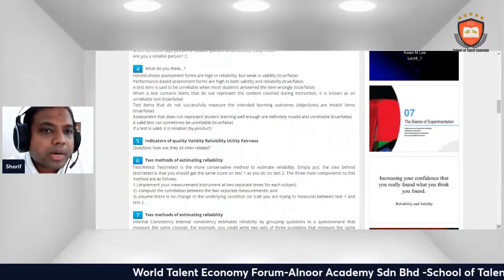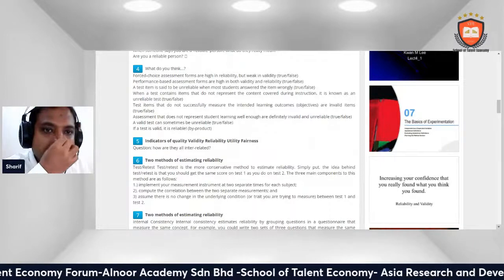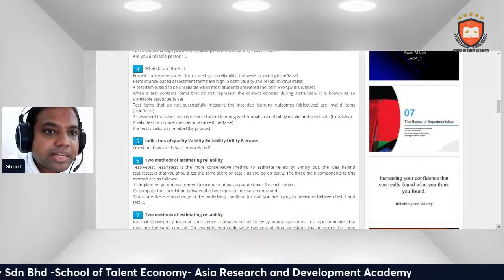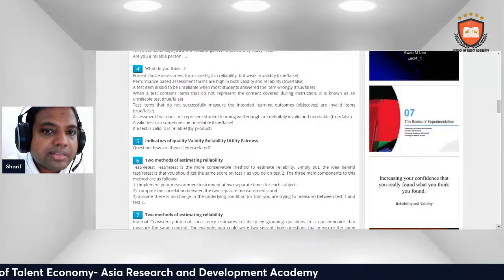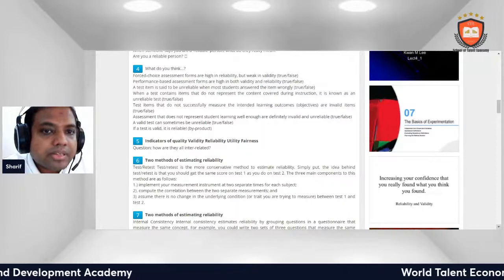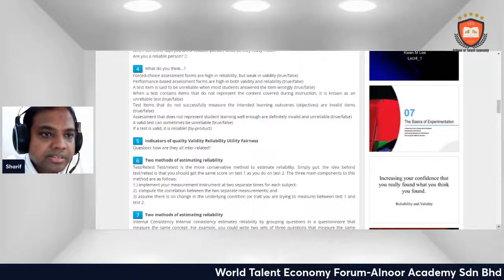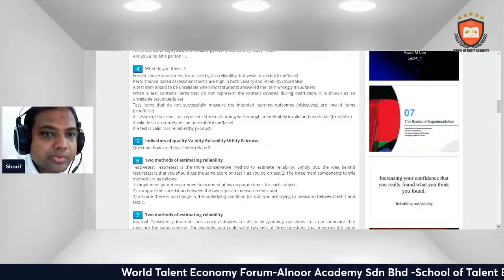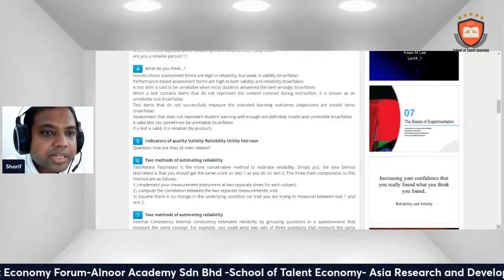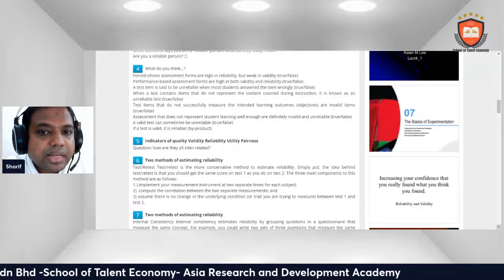Fixed-choice assessments are high in reliability but weak in validity. Performance-based assessments are high in both validity and reliability. A test item is said to be unreliable when most students answer the item incorrectly. When a test contains items that do not represent the content covered during instruction, it is known as an invalid test. Test items that do not successfully measure the intended learning outcome are invalid items. Assessments that do not represent student learning well enough are definitely invalid and unreliable.